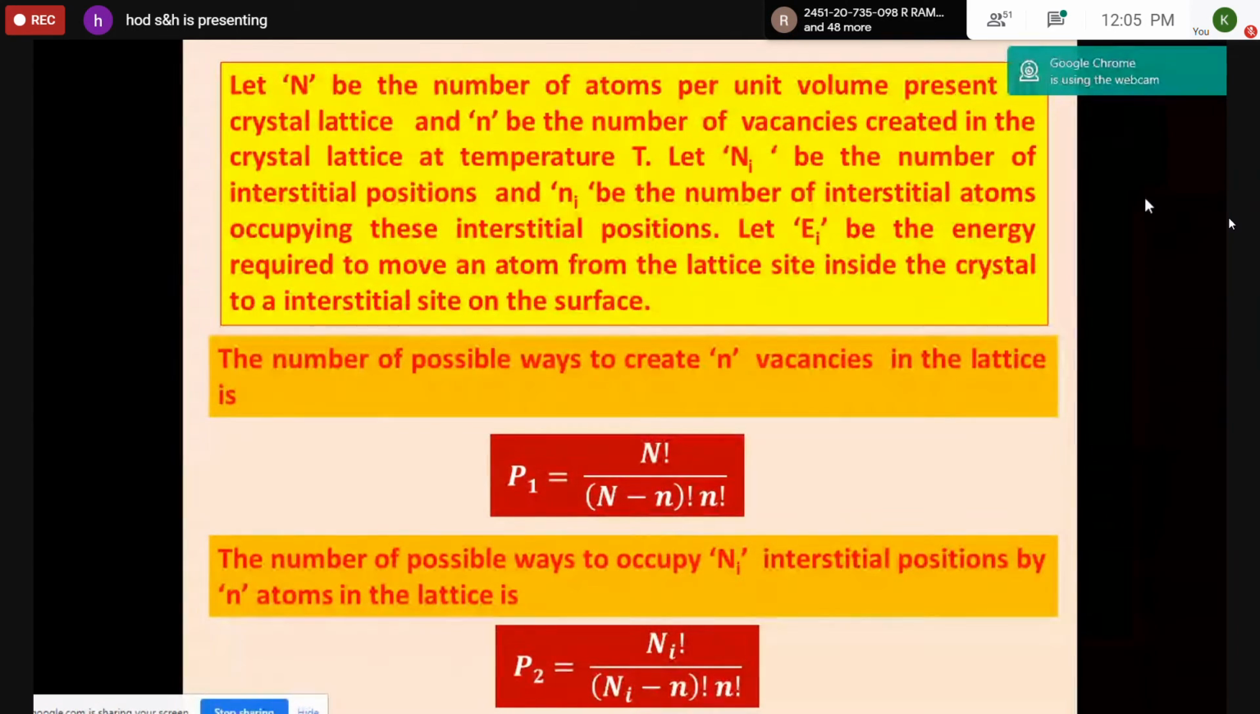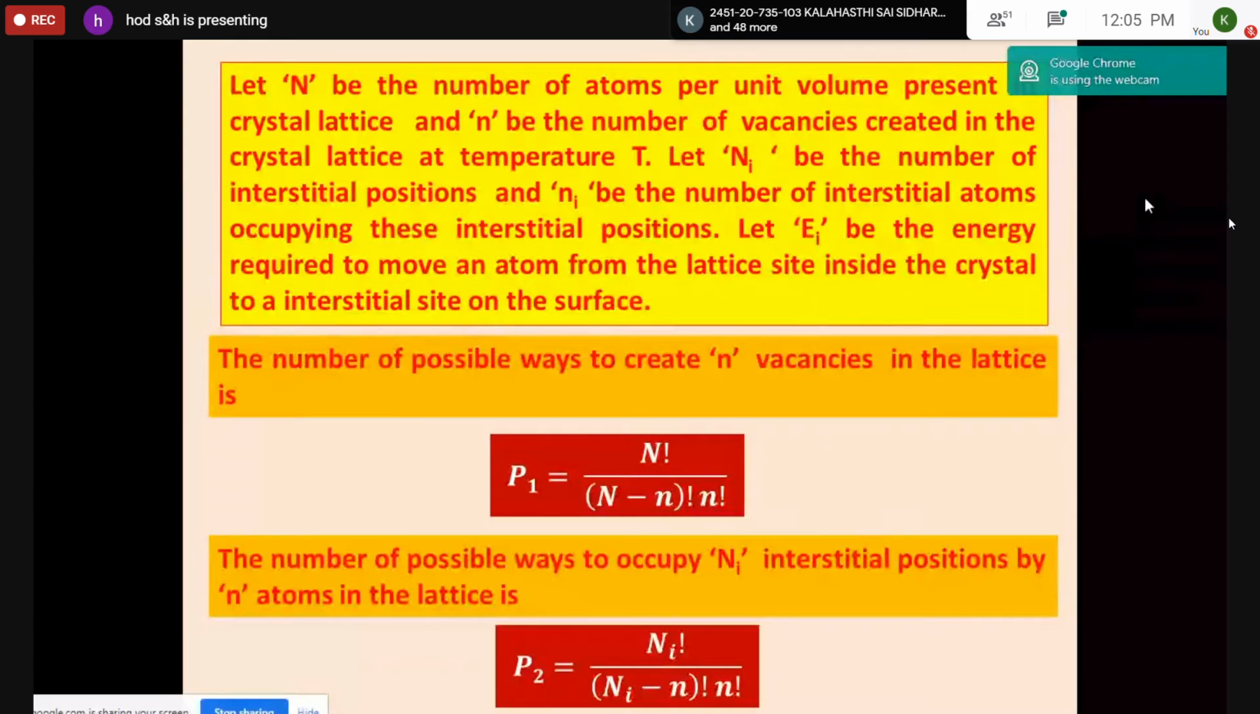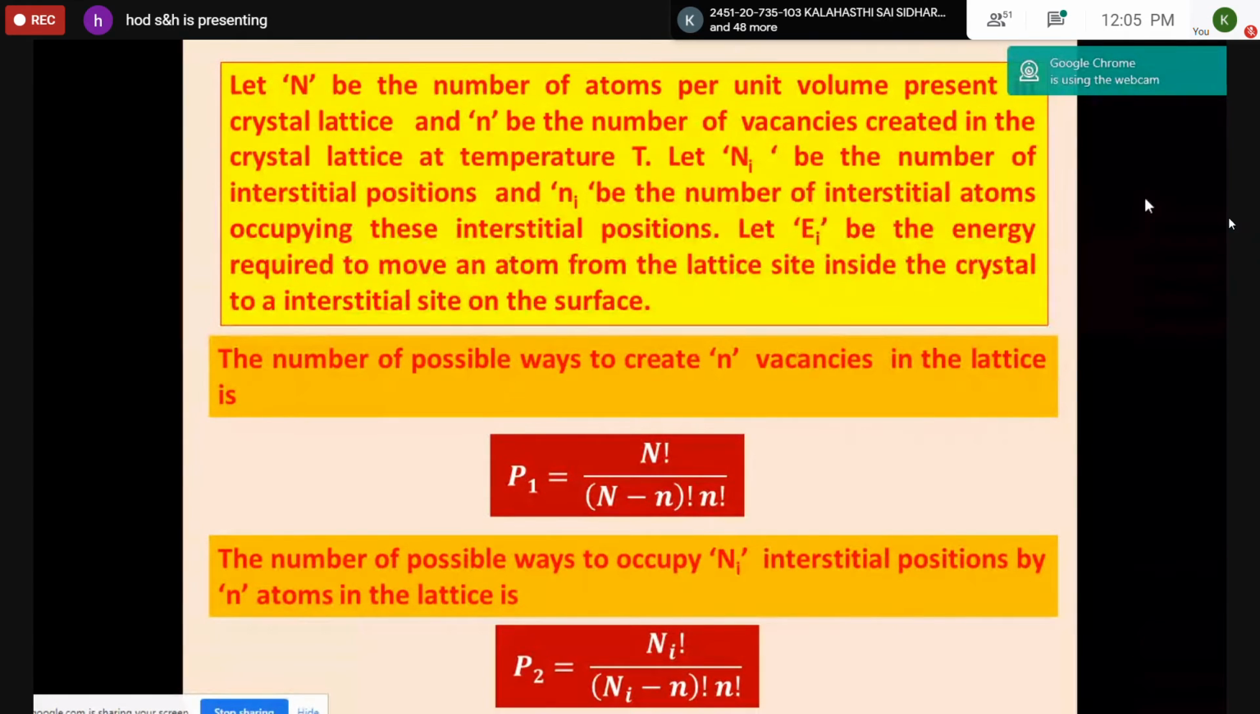Now the total probability is the product of these two. So the total number of ways of creating small n Frenkel defects is P1 into P2. That is N factorial by (N minus n) factorial into n factorial, into Ni factorial by (Ni minus n) factorial into n factorial. This is the expression for P.